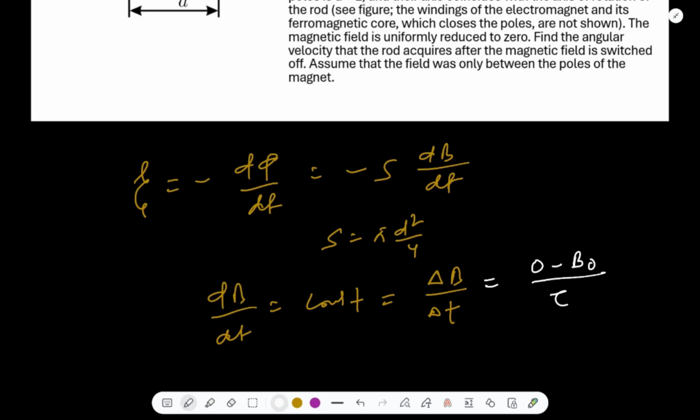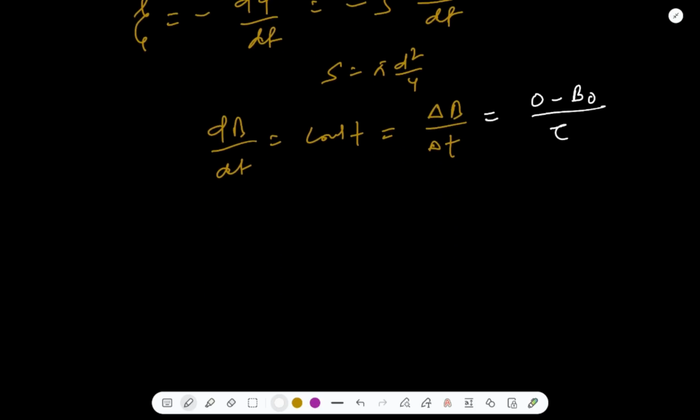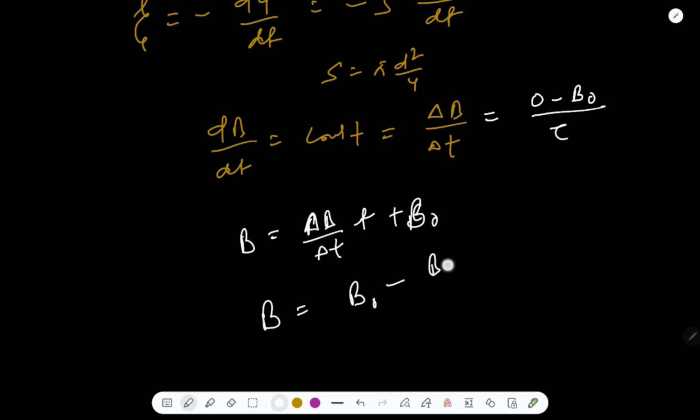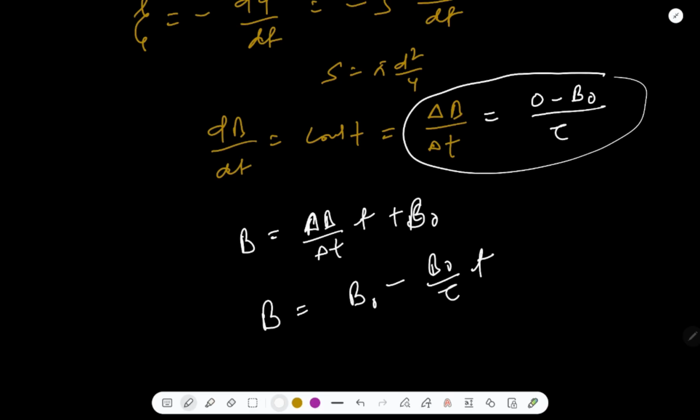In general, the value of B we can write as B equals mx plus C, where m is delta B by delta t. At t equals 0, B was B naught, so C was B naught. That means we have the expression for magnetic field as B naught minus B naught by tau times t. This is the important thing we needed, so that is why I'm focusing on finding the magnetic field.